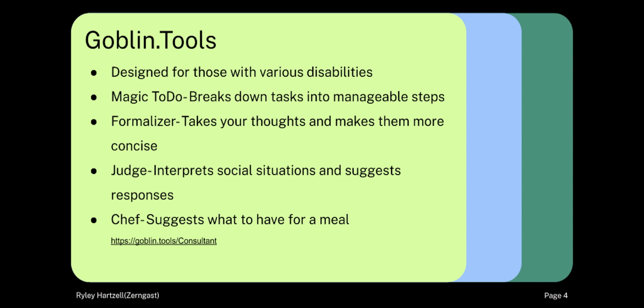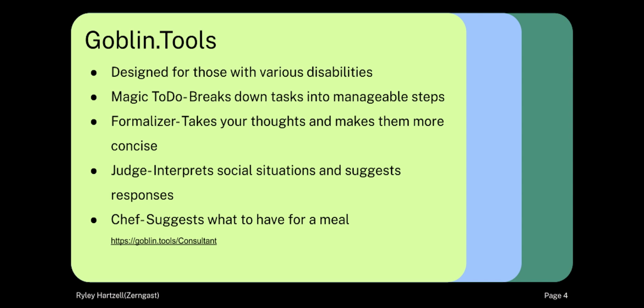So if you were to get an email from a professor about something you did incorrectly and you are worried that they're mad at you, you don't know how to respond in a professional way, the Judge will help interpret that email and let you know what their most likely emotion is and how they're feeling and what the situation calls for, and then help suggest responses.